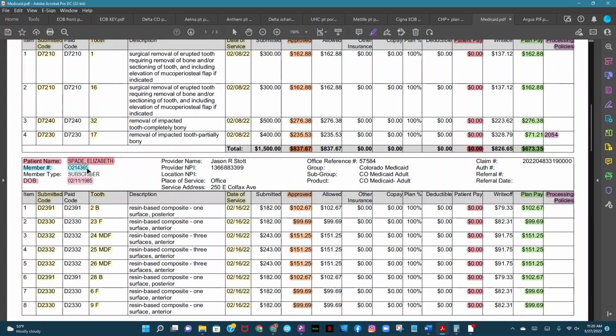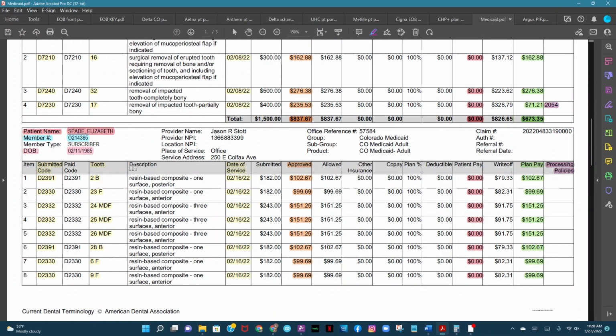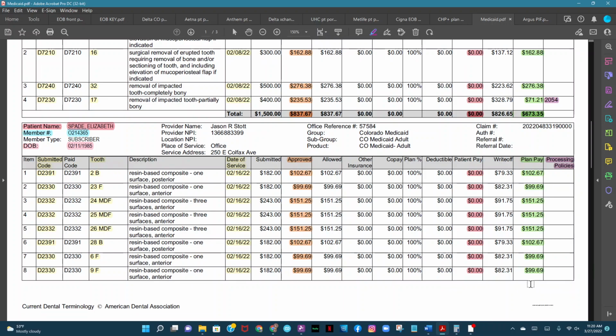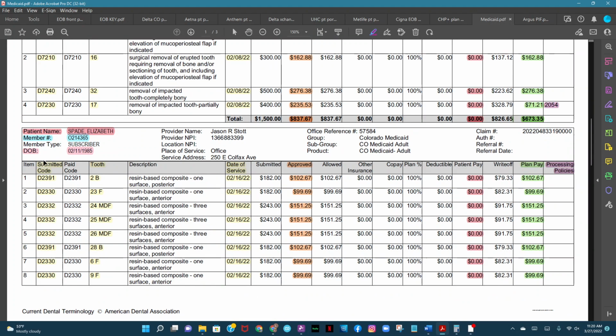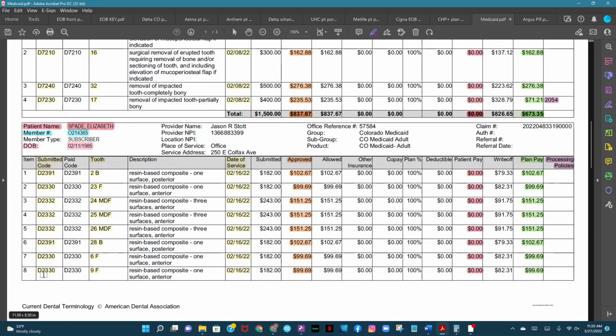All right, going down to the next EOB here, or the next claim, I apologize. Patient name is Elizabeth, member ID, date of birth 2/11/85. Okay, we have date of service here of 2/16/2022. Looks like she was seen for some fillings. Okay, we're going to go over here, plan pay. We do not have a total line, so we're going to keep scrolling down to the next one. As you can see, all information is still the same here. Look here, item number 9. If you're ever wondering if it is a continuation, you can see here, it does number them.